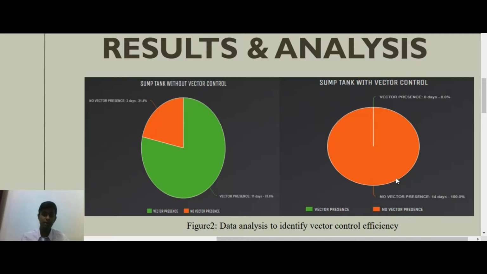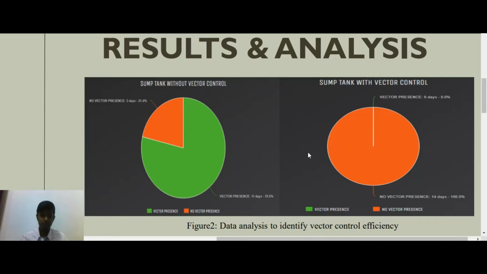This is the first analysis. In this analysis, the presence of vector at the sump tank was recorded for 14 days. The experiment was conducted under two different conditions. In the first condition, the experiment was conducted with a sump tank applied with vector control, while in the second condition, the experiment was conducted with a sump tank without vector control.